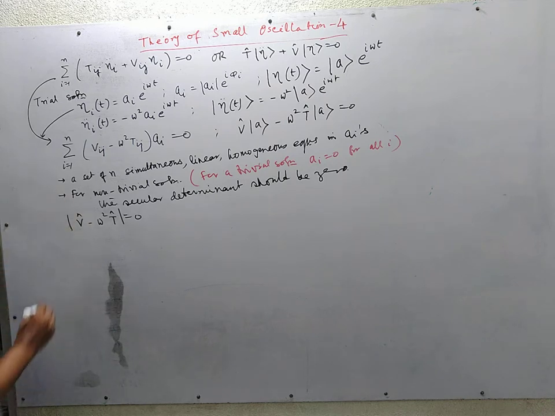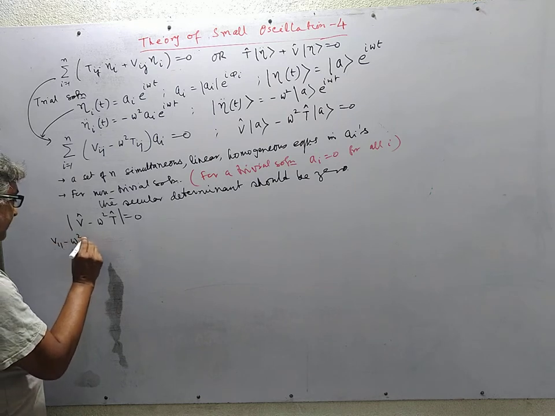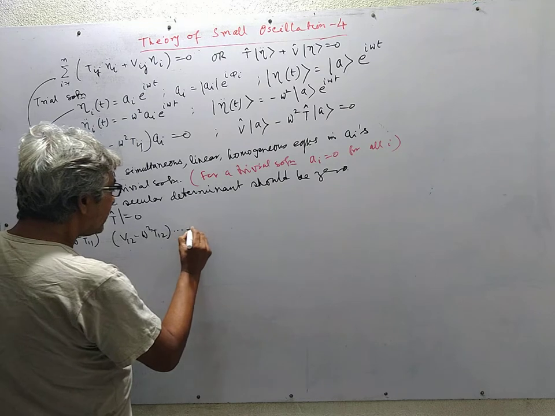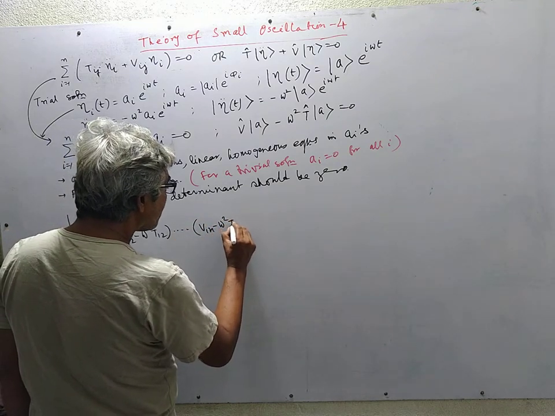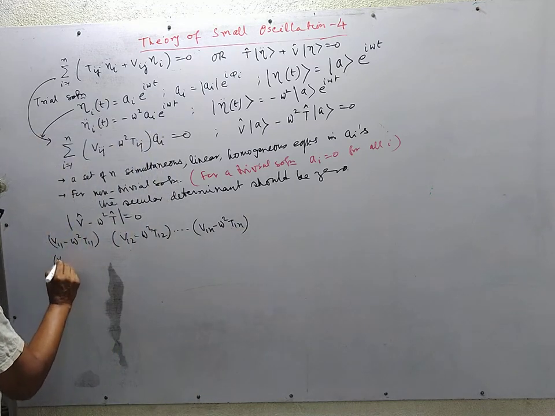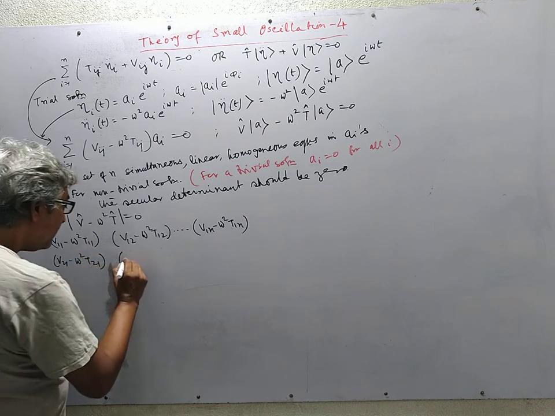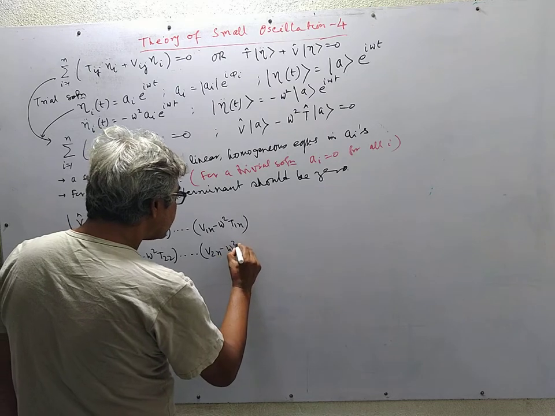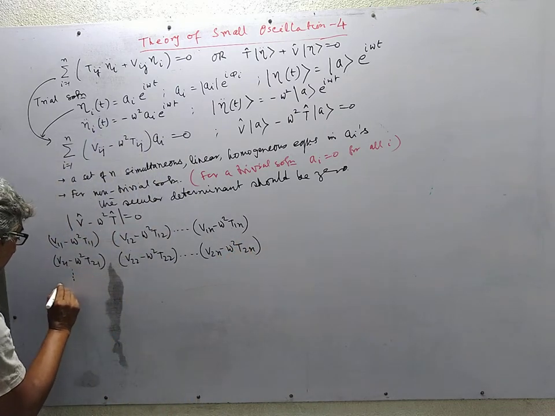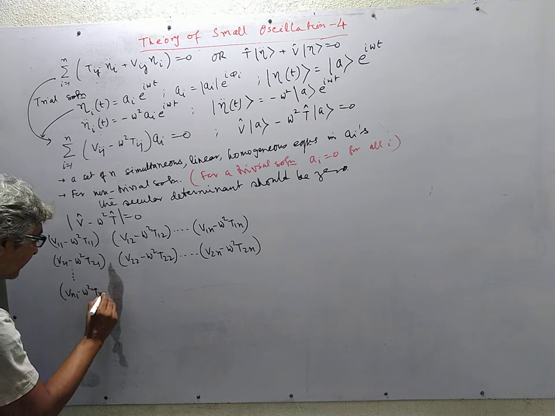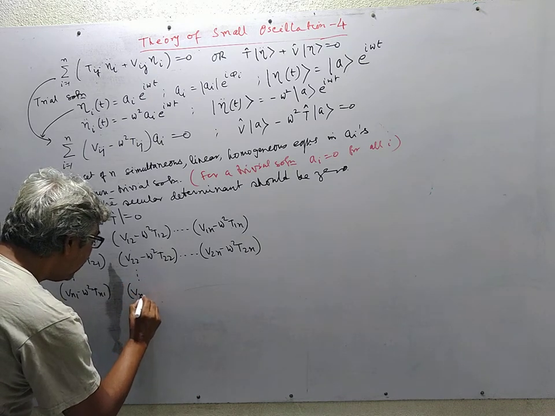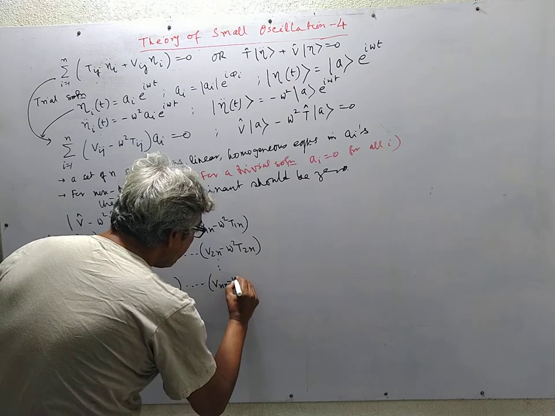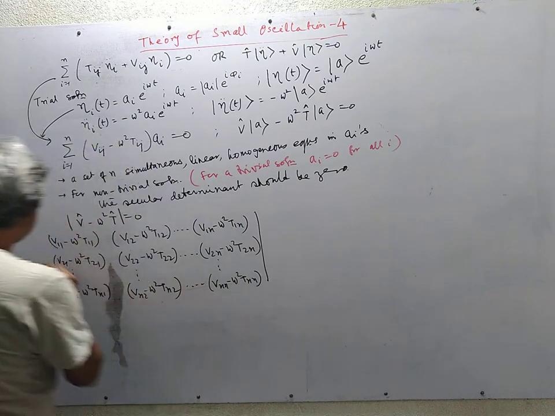If we write it in longhand, it gives you: v11 minus omega square t11, v12 minus omega square t12, right up to v1n minus omega square t1n, then v21 minus omega square t21, v22 minus omega square t22, up to v2n minus omega square t2n, then vn1 minus omega square tn1, vn2 minus omega square tn2, up to vnn minus omega square tnn. This determinant is 0.